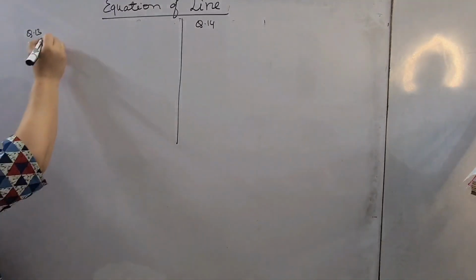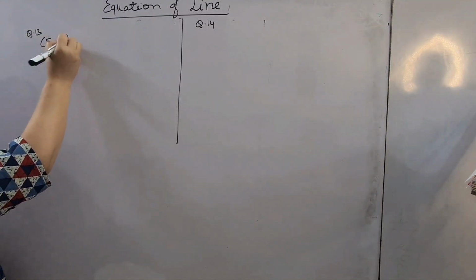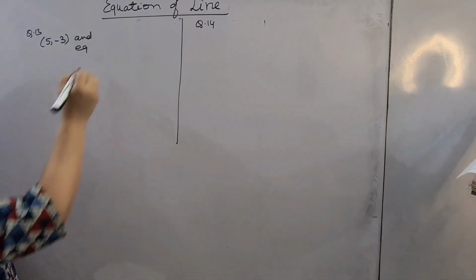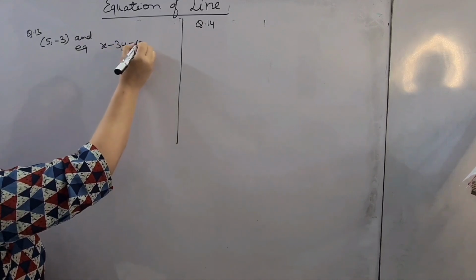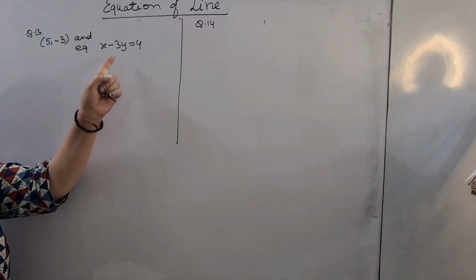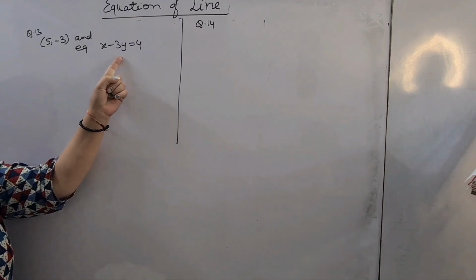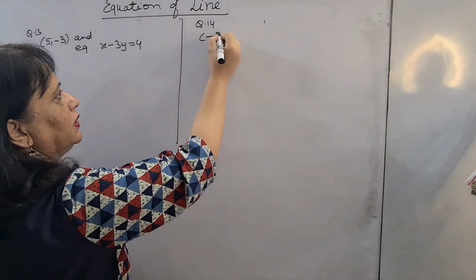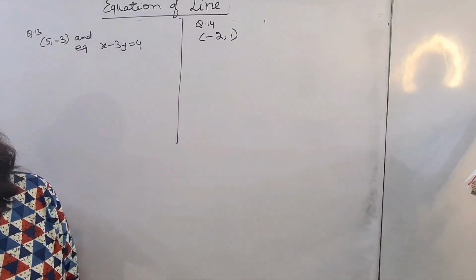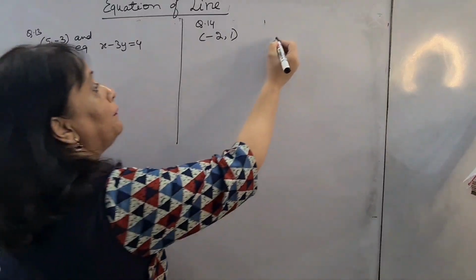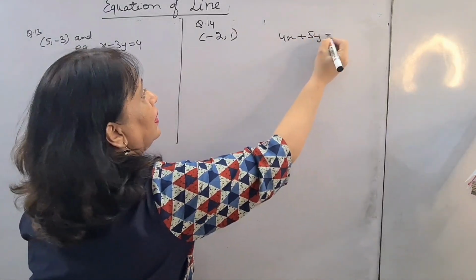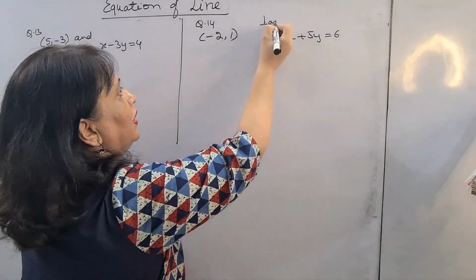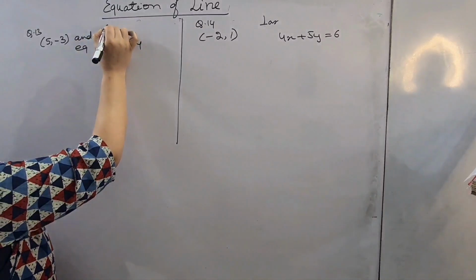Question number 13, I have been given 5 comma minus 3 and the equation is x minus 3y is equal to 4. I have to find the equation of line which is parallel to the given line. Parallel, I said. In question number 14, again I have been given the point minus 2 comma 1 and I have to find the equation of line which is perpendicular to the given line. So here the condition is perpendicular and over here in question number 13 the condition is parallel.